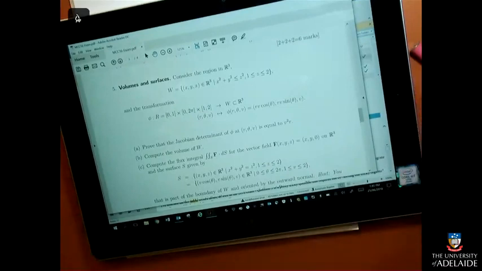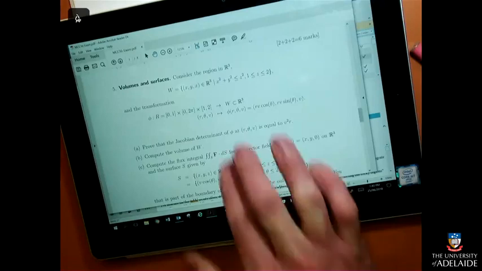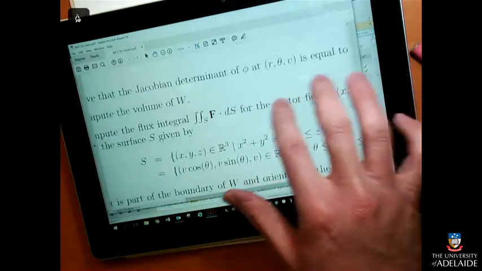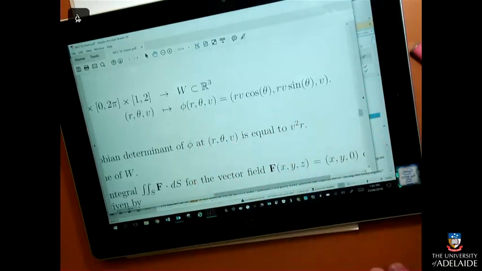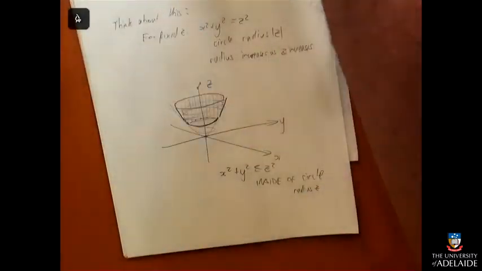So we have a transformation. Phi sends R, which is 0 to 1 cross 0 to 2 pi cross 1 to 2, into W, which is in R3, by (r, theta, v), or is that a nu? I'll call it a v. (r, theta, v) is (rv cos theta, rv sin theta, v). Okay. I reckon I could have come up with that myself. Let's just have a look at this.